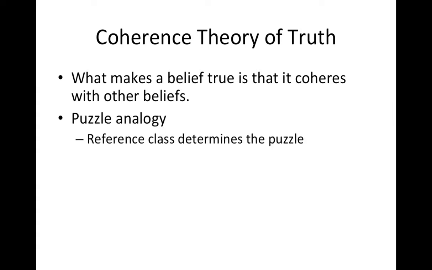Now I want you to think about the puzzle analogy that the reading discusses. When we have a puzzle, certain other puzzle pieces fit in and other ones don't. And what determines this is the kind of puzzle we're working on. So think about the reference class as determining the puzzle. You might have a puzzle that you work on by yourself or with other people perhaps, or within the larger community. And this indicates what kind of coherence you're looking at.